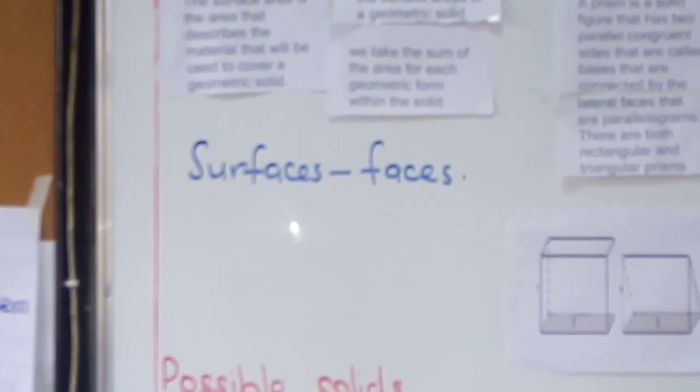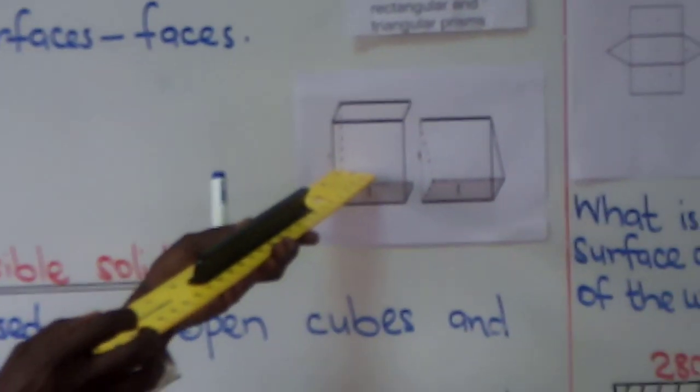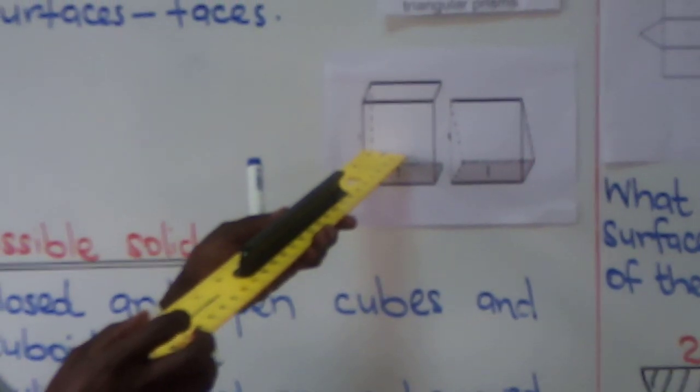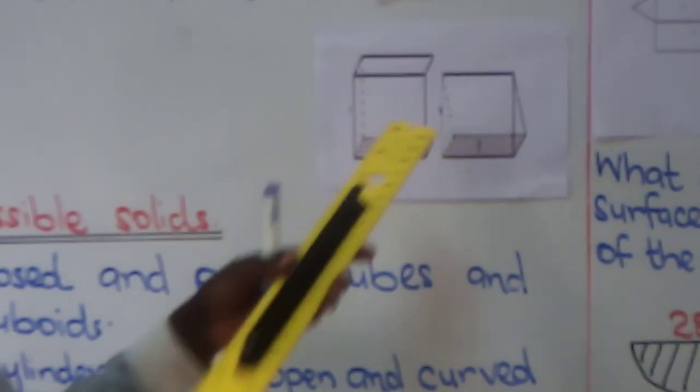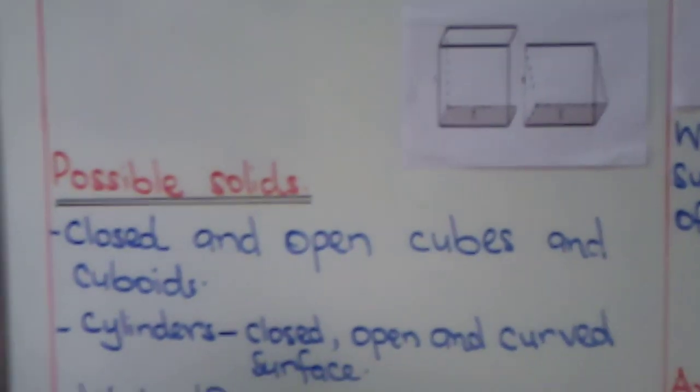So we have a prism. It is a solid figure that has two parallel congruent sides that are called bases and that are connected by the lateral faces that are parallelograms. There are both rectangular and triangular prisms. Like I have shown here, this is a rectangular prism. Its name is a cuboid. And this is a triangular prism. We'll come to learn about that later on.